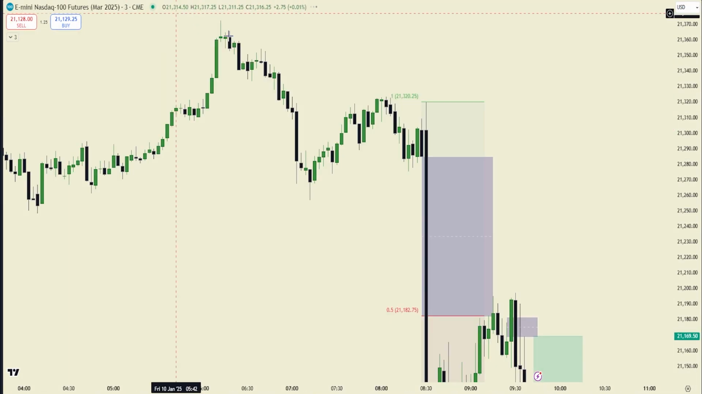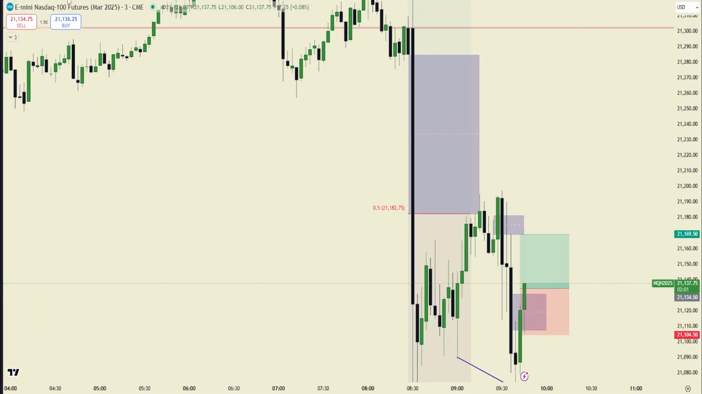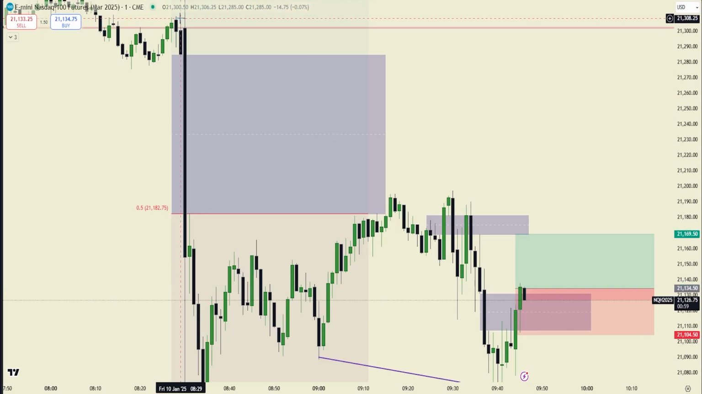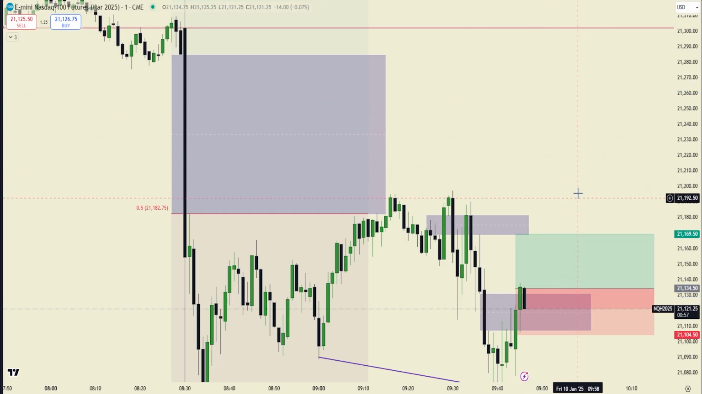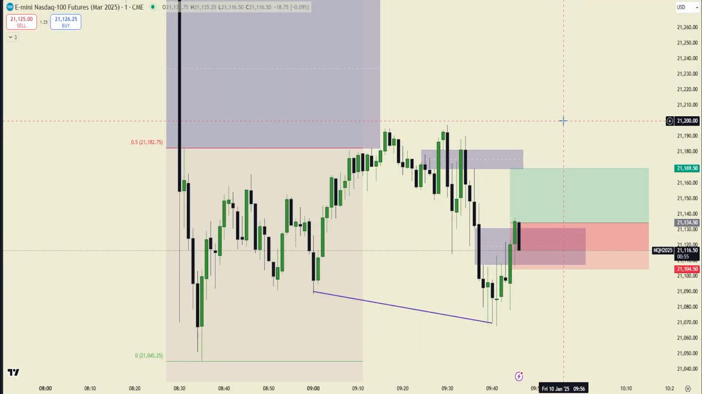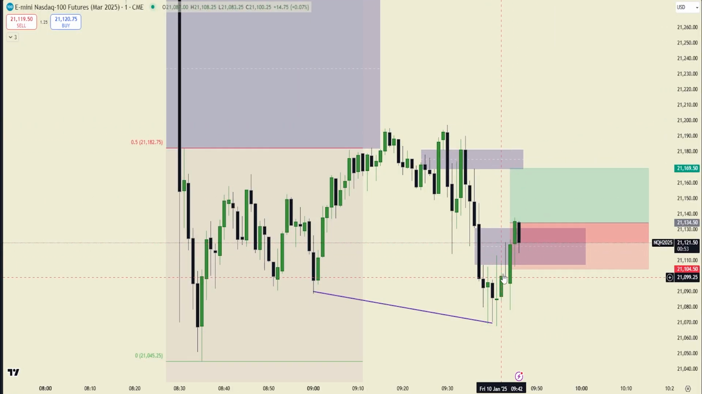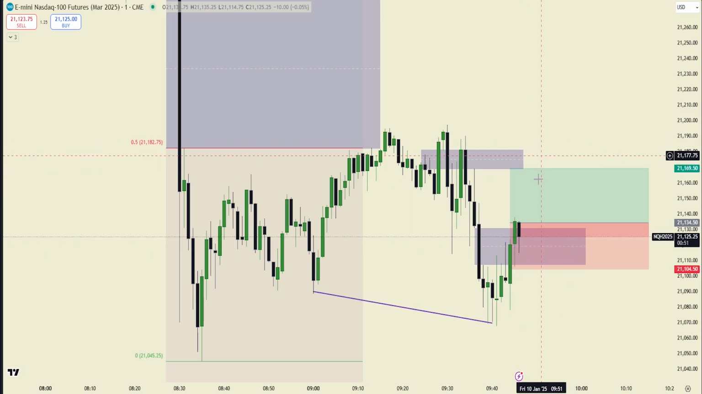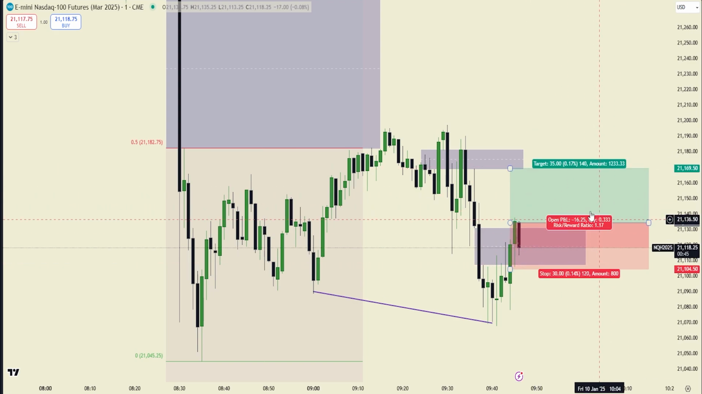The 3 minute, isn't it better than the 1 minute? No, the 1 minute's definitely better here. It's more obvious. So there's the 1 minute close. I think I would take this on eval, but this reaction is pretty bad. So we'd want to see CE of the gap respected here. But yeah, this is not an A+ setup.